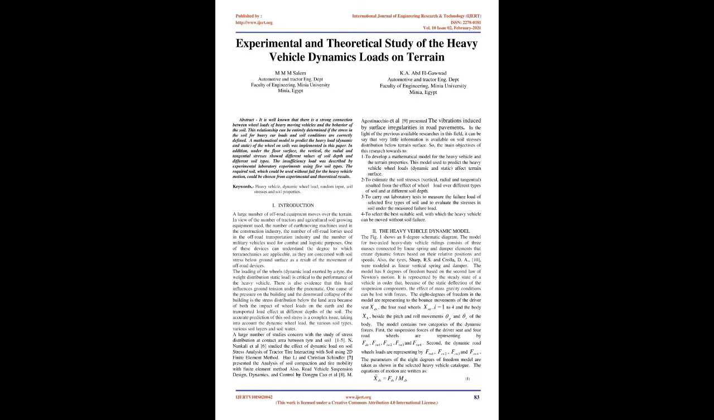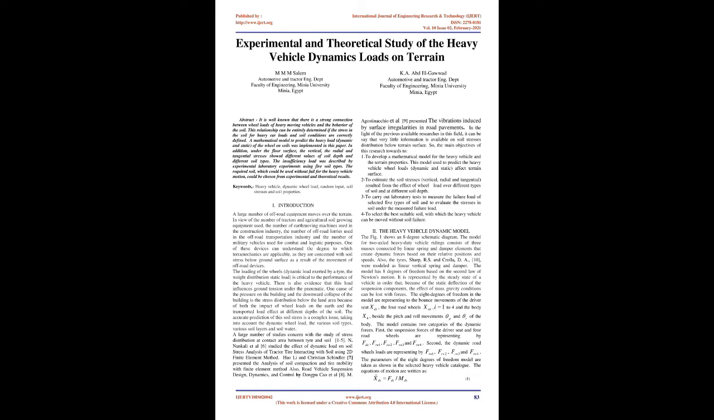The loading of the wheels, the dynamic load exerted by a tire and the weight distribution, static load, is critical to the performance of the heavy vehicle. There is also evidence that this load influences ground stress under the pneumatic tire. One cause of the pressure on the building and the downward collapse of the building is the stress distribution below the land surface because of both the impact of wheel loads on the earth and the transported load effect at different depths of the soil.